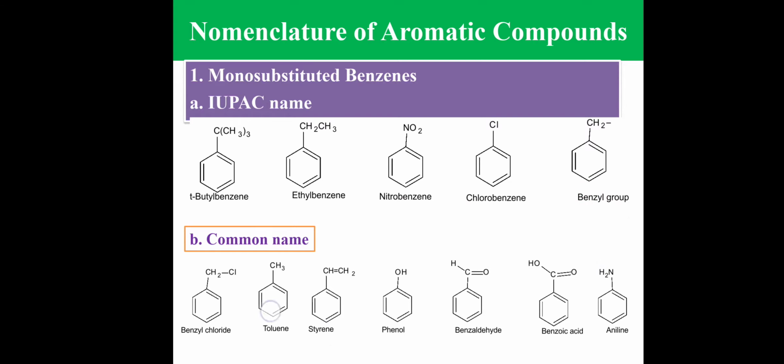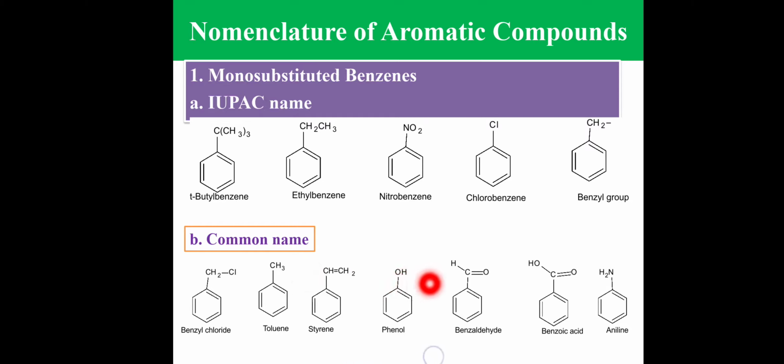Now the common names. Number B, common name. In common names, here the CH2Cl group is present. CH2 with any other group, here CH2Cl, the name of the compound is benzyl chloride. If CH3 is directly joined to the benzene, then it is called toluene. When CH double bond CH2, this is the most famous compound, that means styrene.